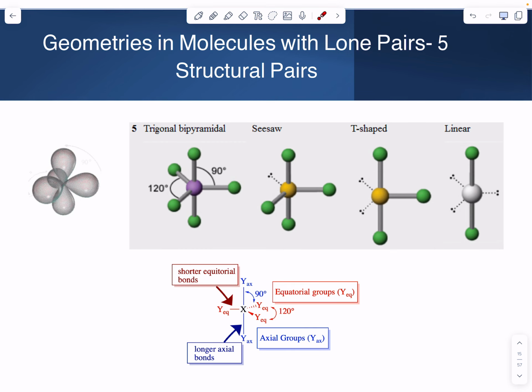All right, so that's how lone pairs affect things. Let's look at the geometries we get when we have 5 structural pairs. So we've got 5 things attached to our central atom. In this case, 3 of those things are going to be essentially in the same plane as the central atom. So we get that triangle with the central atom in the center, and then we have one atom above the plane and one atom below the plane, the atoms up on top and the bottom.